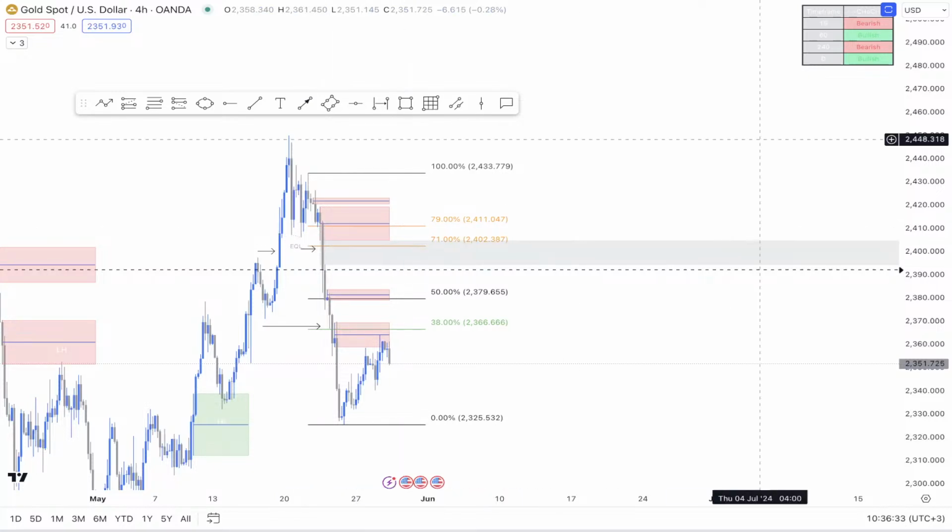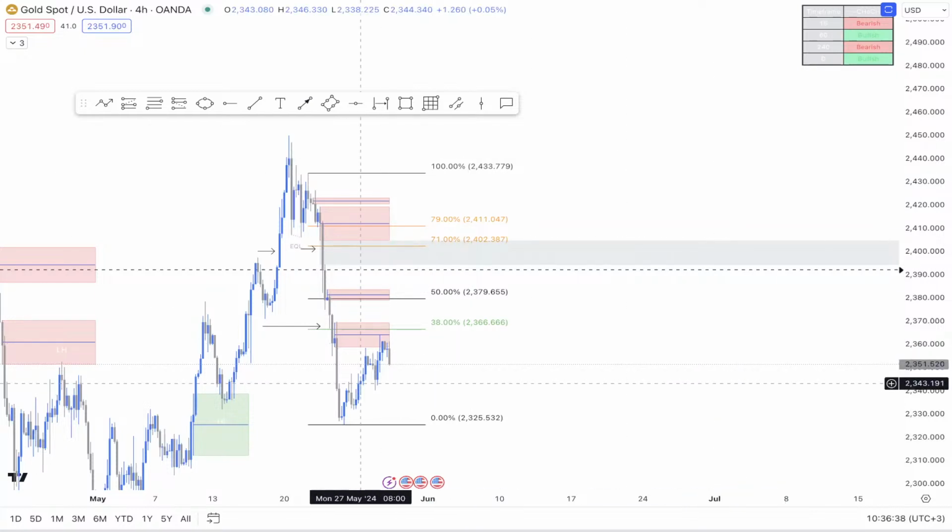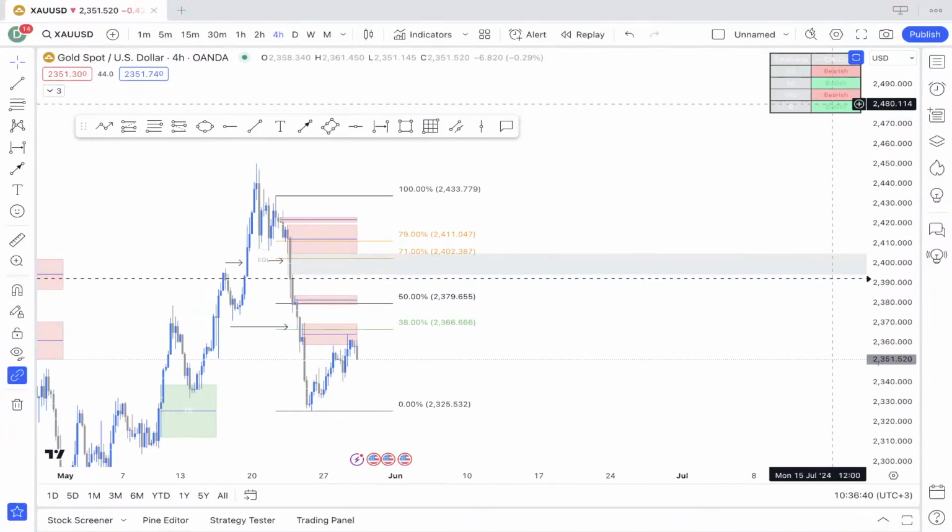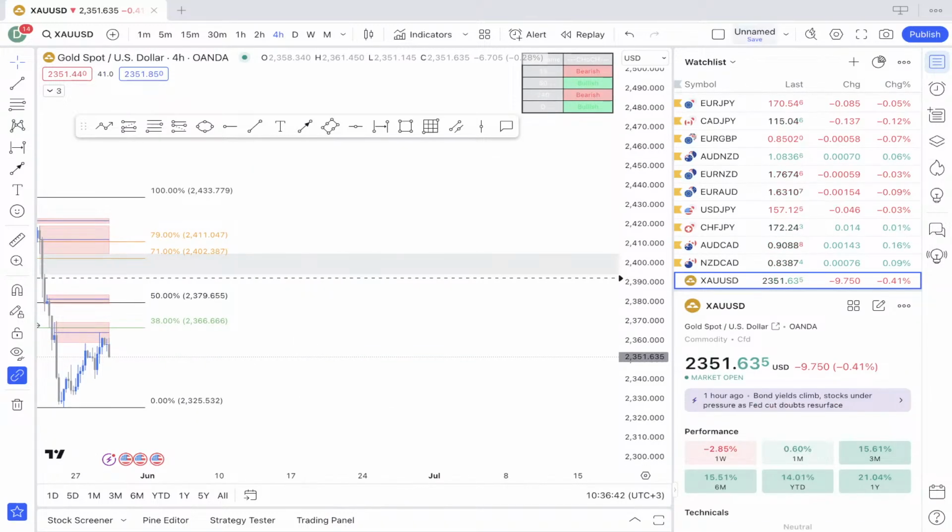The 4-hour is also bearish on the trader graph, and the pullback looks very nice and corrective as well. Okay, so looking very, very good, very valid.